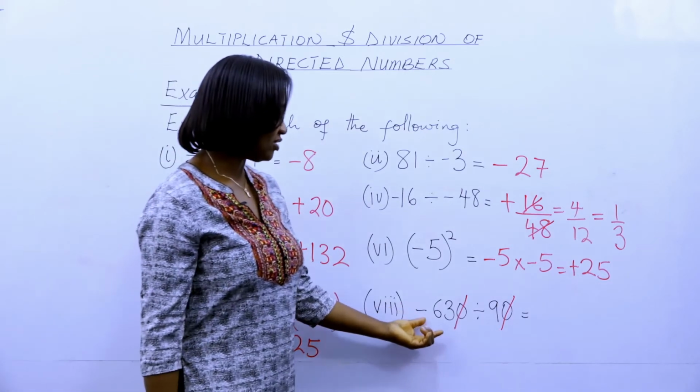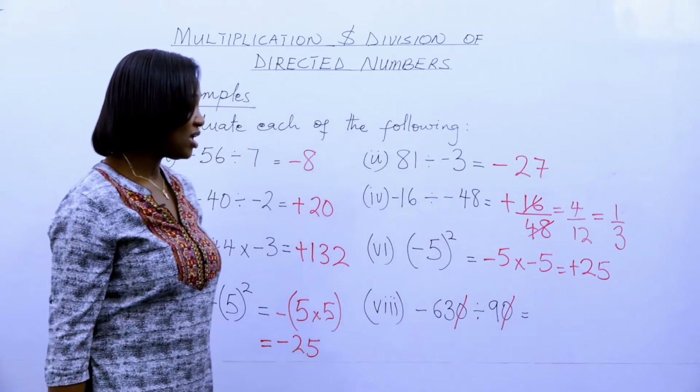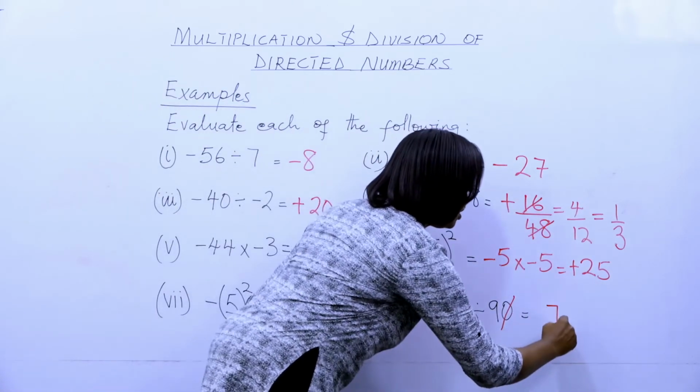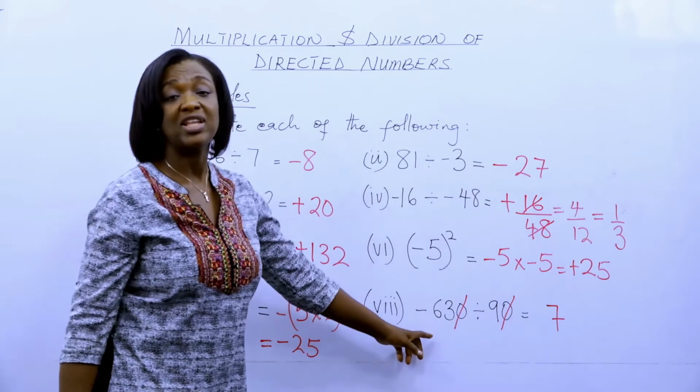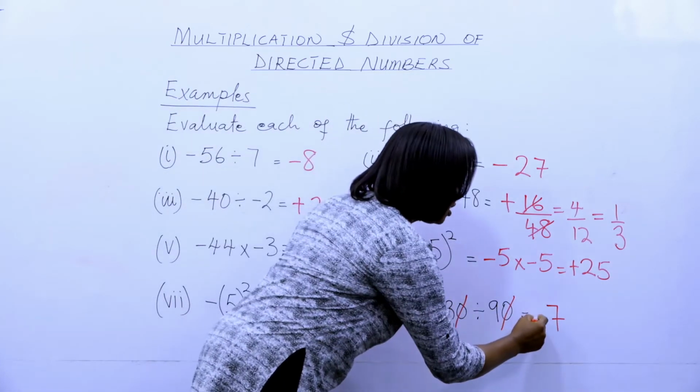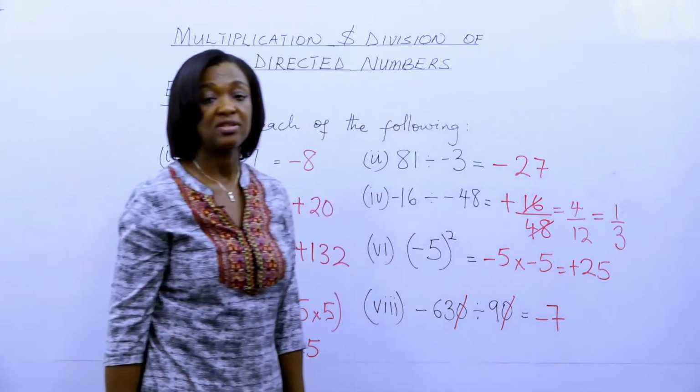And then we have minus 63 divided by 9. 63 divided by 9 is 7. And since 63 is negative and 9 is positive, our answer is minus 7.